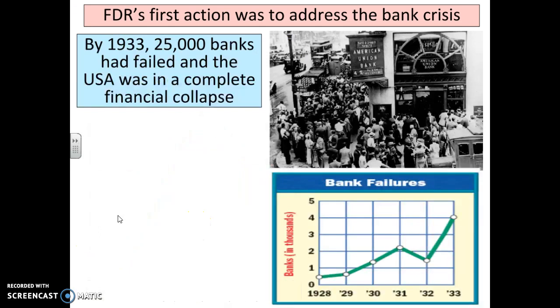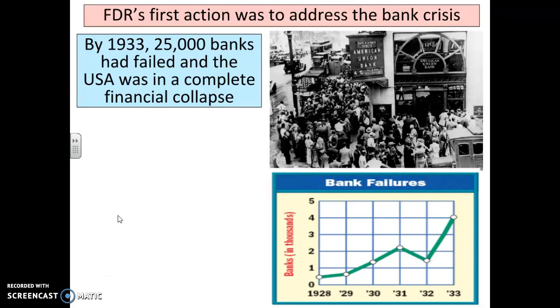And with all these things that he's going to create within the New Deal, things like the FDIC, the CCC, the WPA, all of these programs, like I said, that's why we call them the alphabet soup of programs, the whole job is to somehow stimulate the economy, get people back to work, to get businesses back up and running. And the first thing he's going to do is try to address the bank crisis.